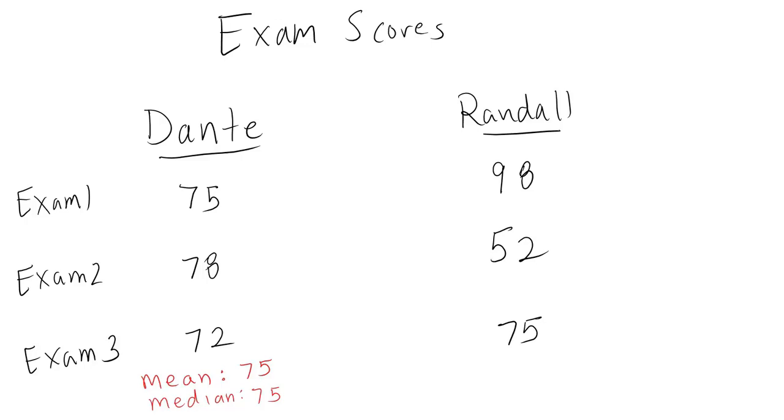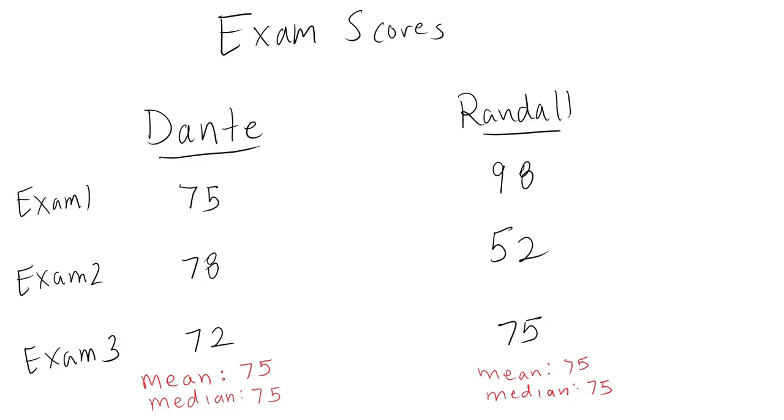Let's do the same for Randall. If you were to find the mean for Randall, add those three scores together and divide by 3, you get a mean of 75. Exact same mean as Dante. And if you were to order Randall's scores from smallest to largest and find the median of his scores, you get a median of 75. The mean and median are the same for both of these students.